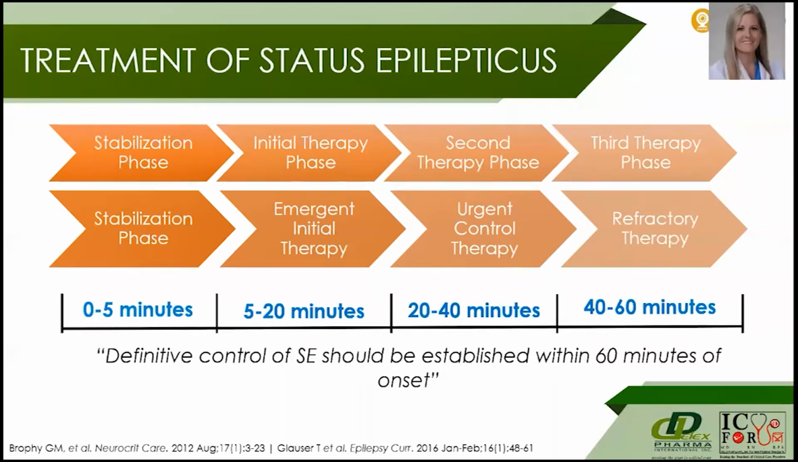So 0 to 5 minutes of status epilepticus is considered the stabilization phase. 5 to 20 minutes, you have your either initial therapy phase or emergent initial therapy, depending on which guideline you're reading. 20 to 40 minutes is the second therapy phase or urgent control therapy phase. And then 40 to 60 minutes can either be called the third therapy phase or refractory therapy. Overall, both agree that definitive control should be established within 60 minutes of onset.